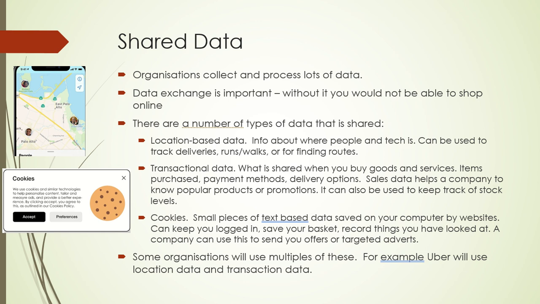There are lots and lots of types of data that is shared. So a key one could be location-based data. This is information about where people and tech are. It can be used to track deliveries. So if you've ordered something, you can see how far away it is. You can map runs and walks, or you could find routes. So if you're somewhere that you don't know, you can try and find the local restaurant.